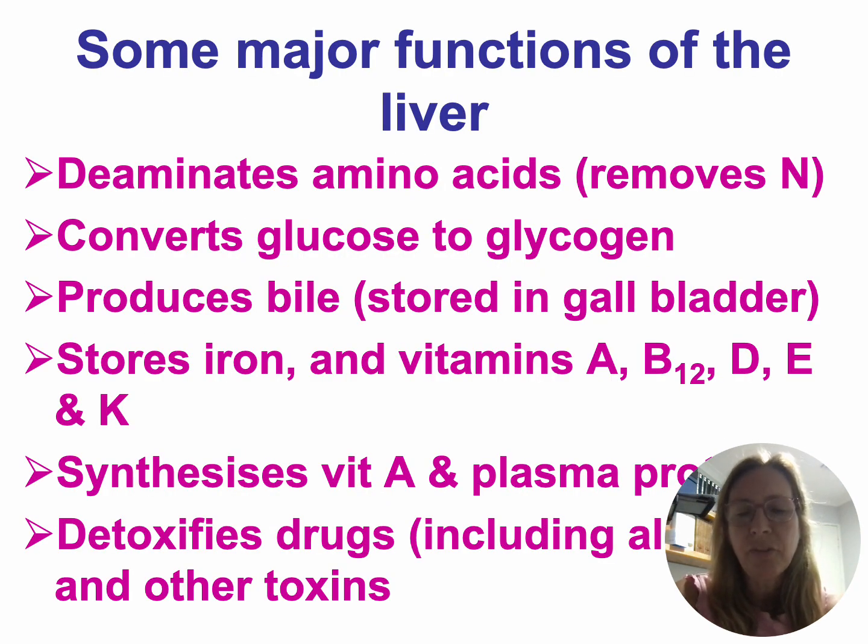This slide shows you the major functions of the liver. So it deaminates amino acids, so that means removes the nitrogen. It converts glucose to glycogen. Glycogen is a long chain glucose molecule which stores glucose in the liver for kind of medium term energy release. It also produces the bile, which is stored in the gallbladder. It stores iron, several vitamins, and it also synthesizes vitamin A and plasma proteins. And another main function of the liver is to detoxify drugs, which can include alcohol and other toxic substances.